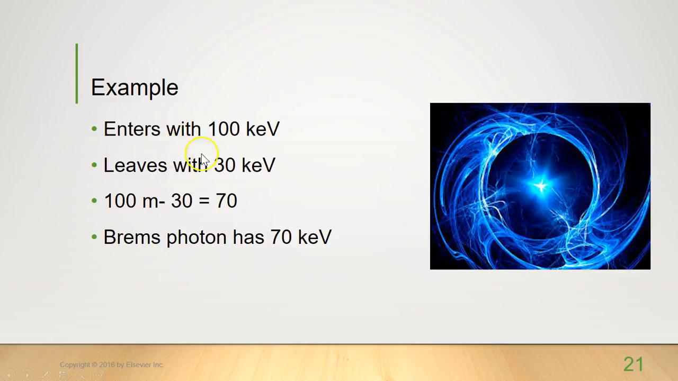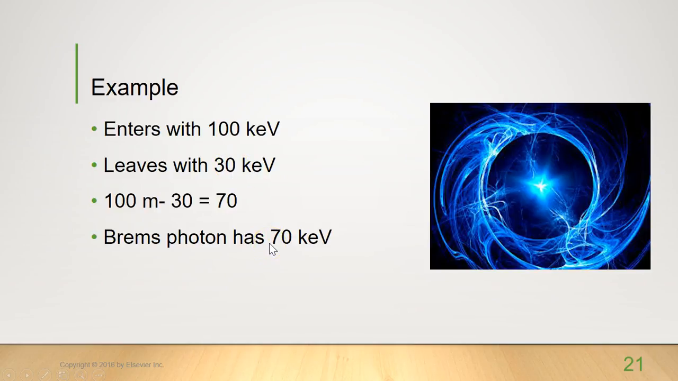So it's what it enters with, and how do you know that number? That's the number that you selected at the control panel. And then when it leaves, you don't actually know it, but you'll see a problem like this, and you need to know that the brems is left with 70. So if it entered with 100, left with 80, then your brems only has 20.